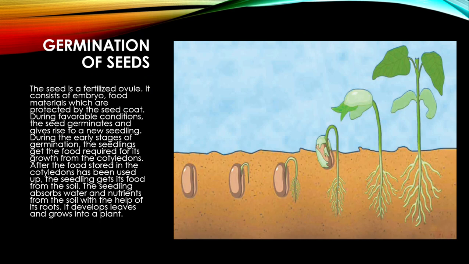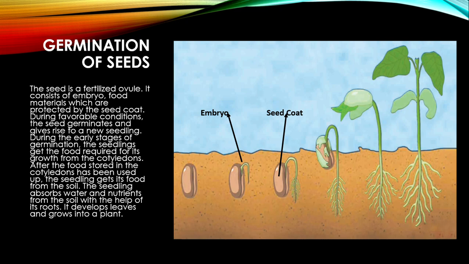Okay. The germination of seeds. A seed is a fertile ovule. It consists of an embryo. See here. So this is your embryo. The food materials which are protected by the seed coat. See here. This is your seed coat, where the food materials are protected.